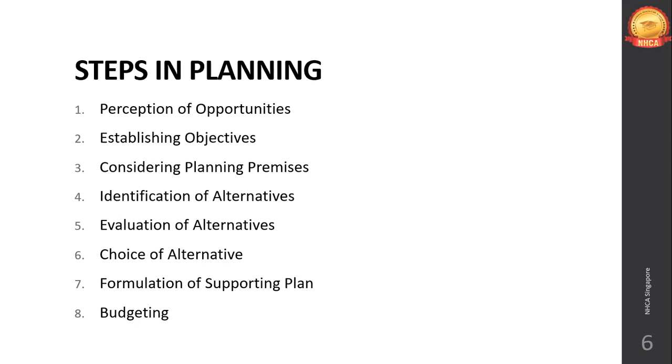The second step is establishing objectives. Just as I told you the difference between mission statements and objectives. Mission statements, like the perception of opportunities, are very general. You may have a picture in your mind, but you have to put that picture into writing, into attainable statements. That is establishing objectives.